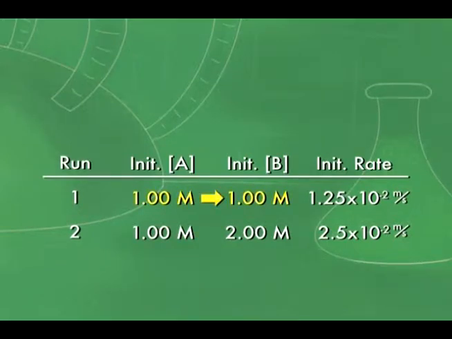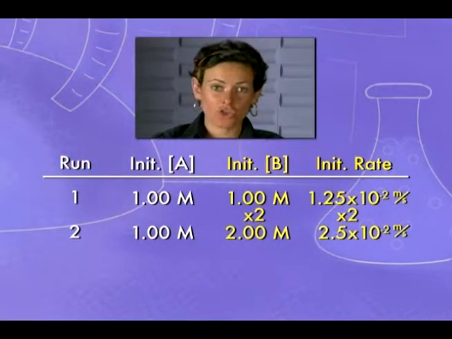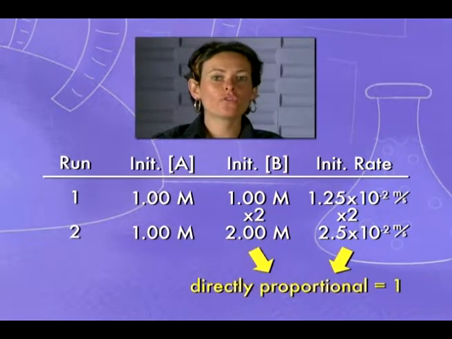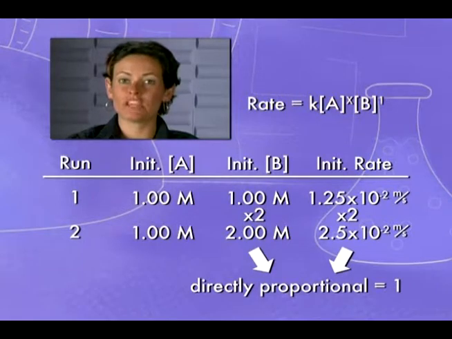When we compare run 1 with run 2, we see that reactant A stayed the same, but reactant B doubled. And so did the rate of reaction. Since the concentration of reactant B and the rate of reaction increased by the same amount, we know they're directly proportional. That means the order of reaction for reactant B is 1.